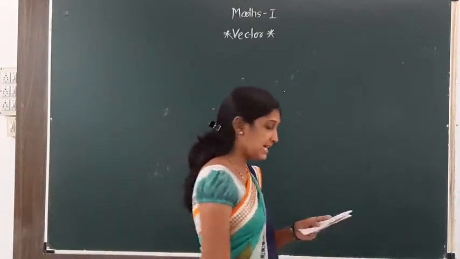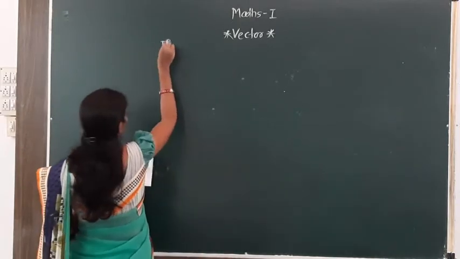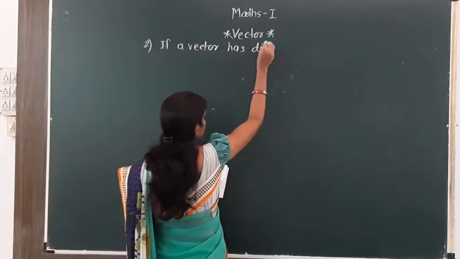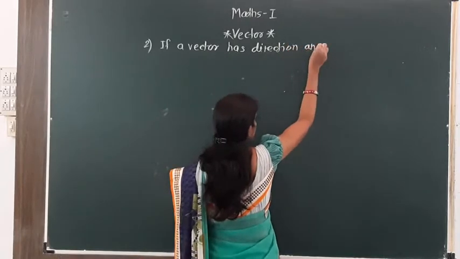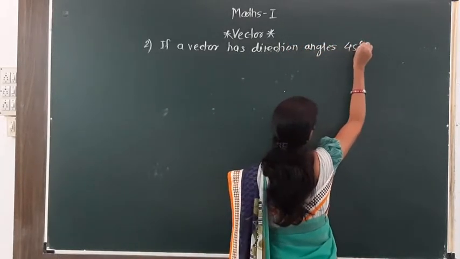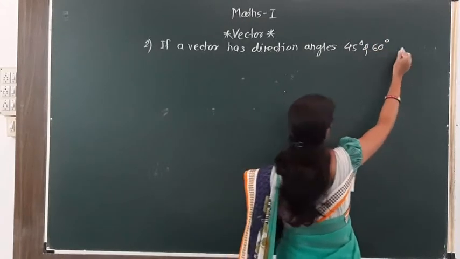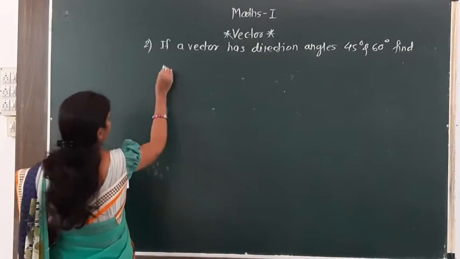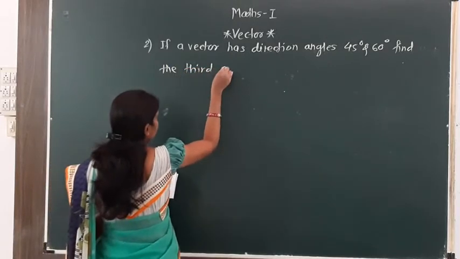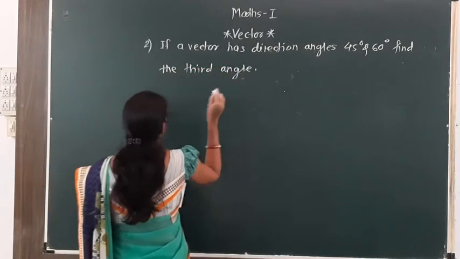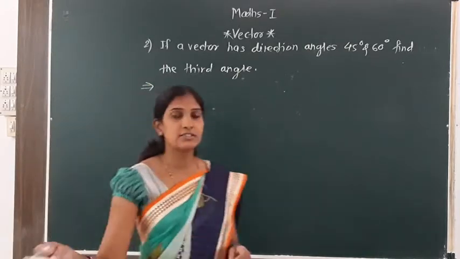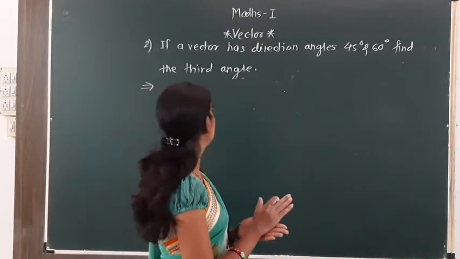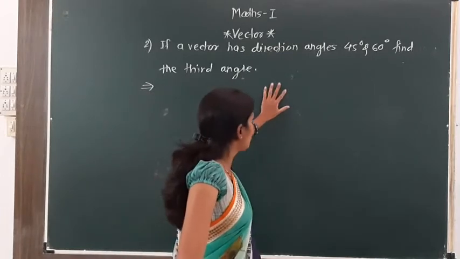If a vector has direction angles 45 degree and 60 degree, then find the third angle. Before this example, I tell you one thing.